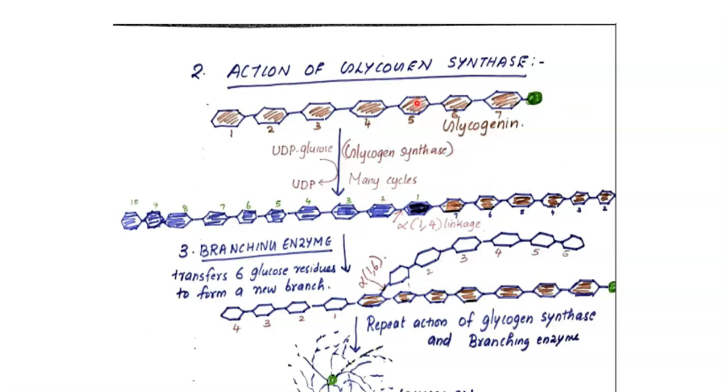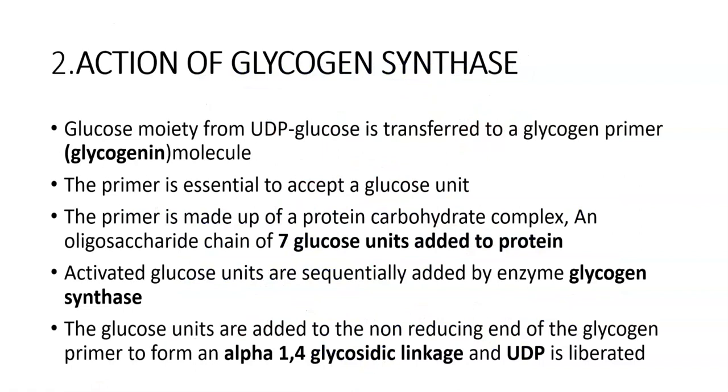After many cycles, so many UDP glucose molecules are involved, UDP is removed and glucose is attached, so the length of the molecule will increase. Here, from 7, almost 10 glucose units get attached with the help of glycogen synthase. Okay, I will explain those steps in detail. Action of glycogen synthase: the glucose moiety from UDP glucose is transferred to a glycogen primer, and this glycogen primer is known as the glycogenin molecule. The primer is essential to accept a glucose unit. The primer is made up of a protein carbohydrate complex.